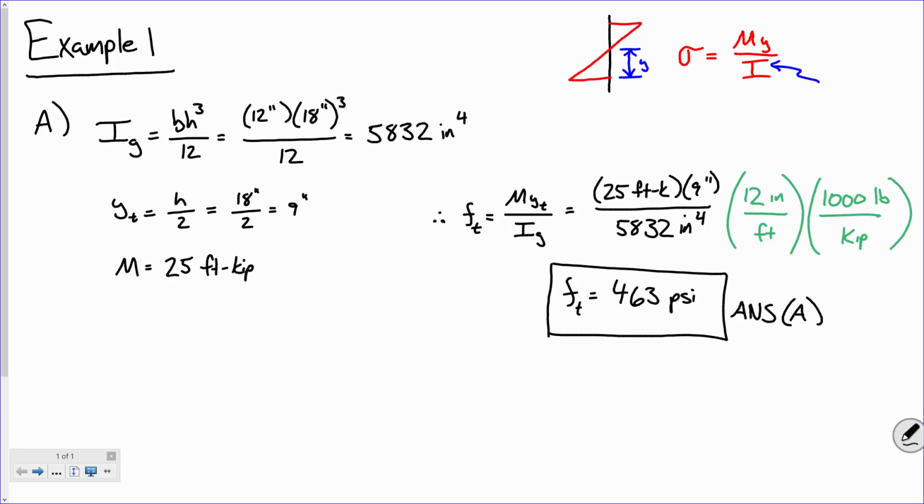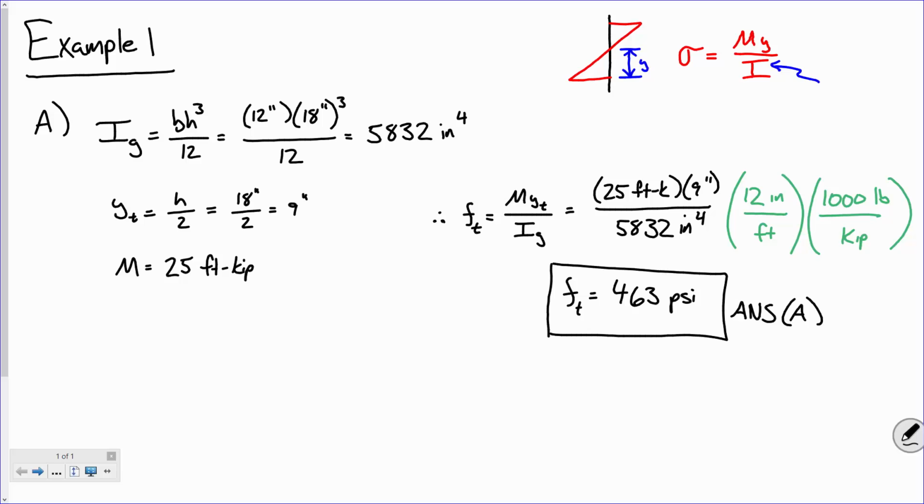What do we think? Not too bad, right? Pretty straightforward. Any questions? Keep this. Grab this here. All right. So that's part A.